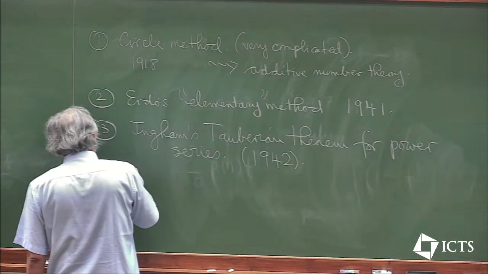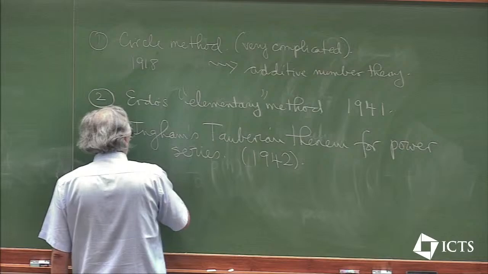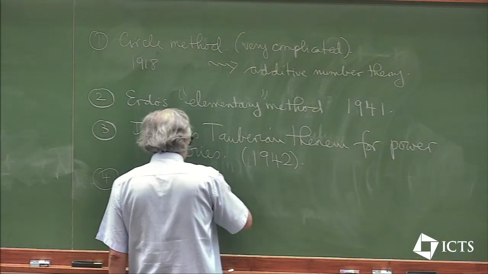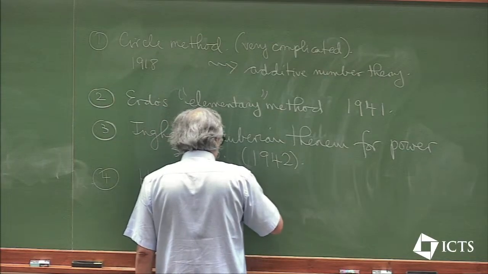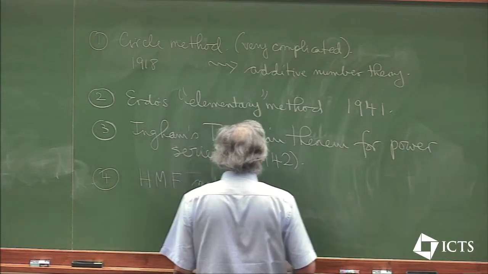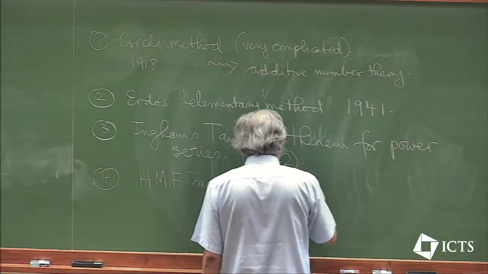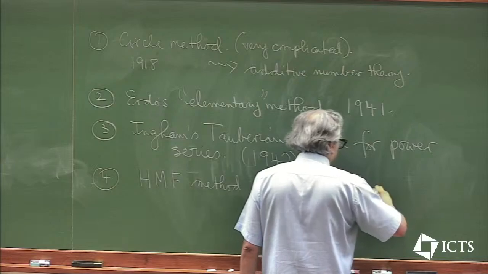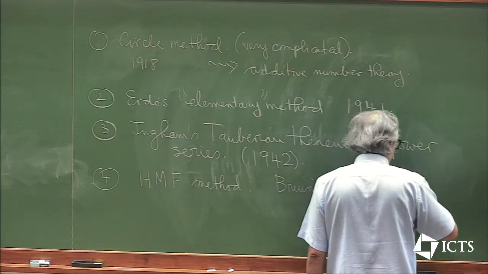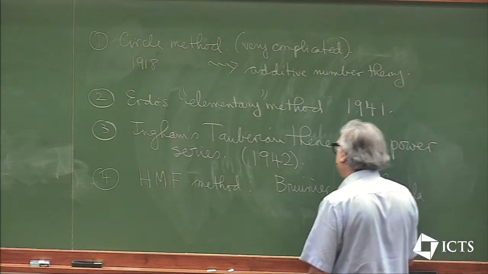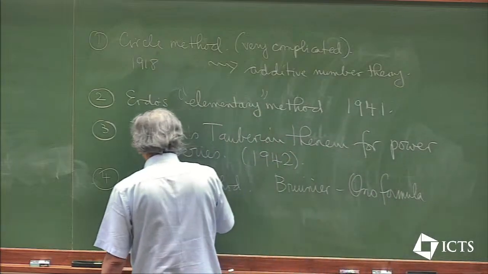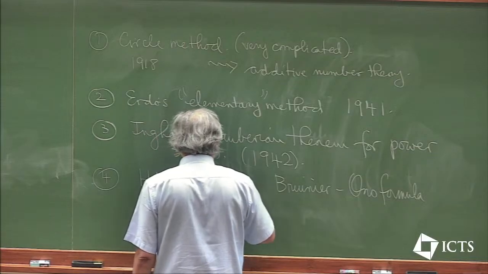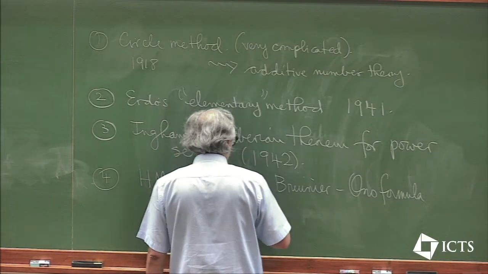Then there's another method, which I will call the harmonic Maass form method. This uses the Bruinier-Ono formula using singular moduli, connecting P of n. So they discovered this formula connecting P of n with singular moduli.